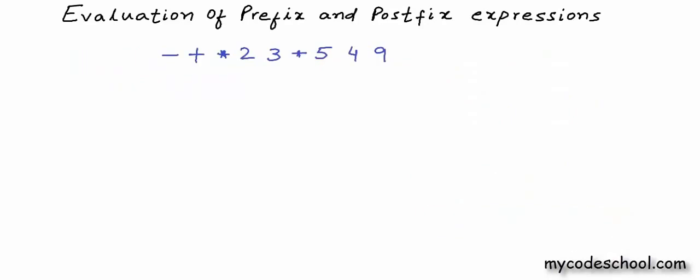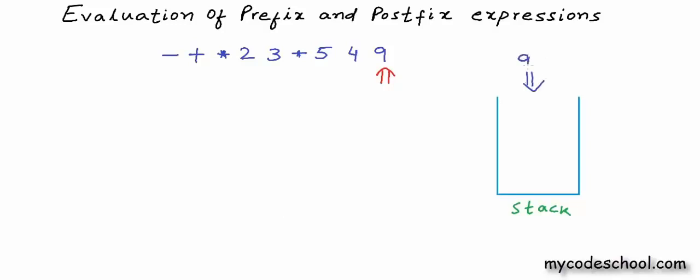Let's now see how we can evaluate a prefix expression like this. We will do it just like postfix. This time all we need to do is scan from the right, so we will go from right to left. Once again we will use a stack. If it's an operand, we can push it onto the stack. So here for this example, 9 will go onto the stack.